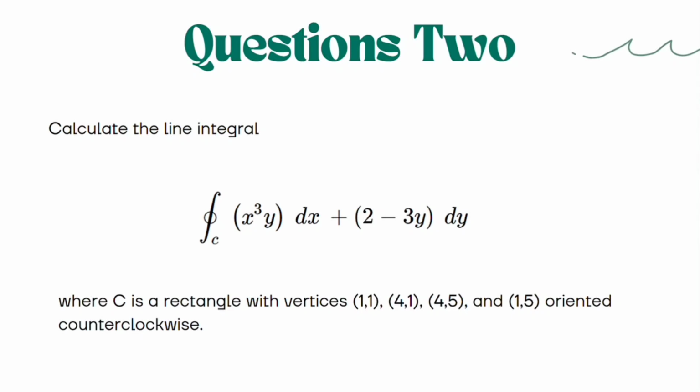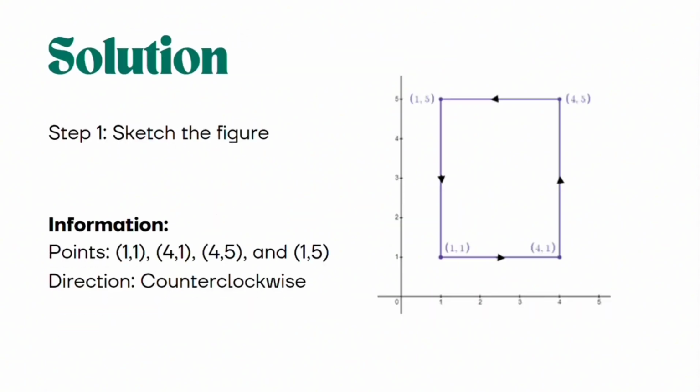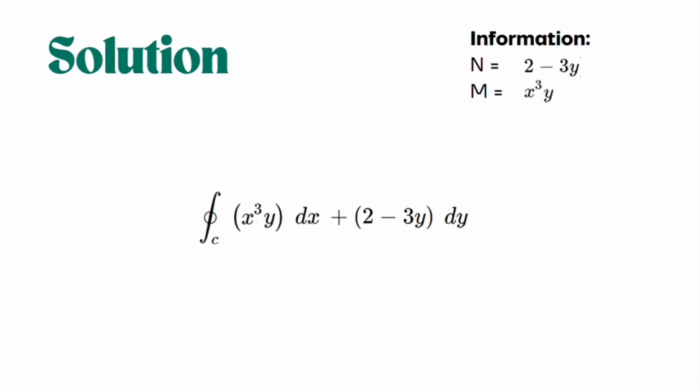So the question is calculate the line integral for this equation where C is rectangular with vertices (1, 1), (4, 1), (4, 5) and (1, 5) oriented counterclockwise. First, sketch the figure and the figure for this question is like this. From this equation, we know N is 2 minus 3y and M is x cubed y.